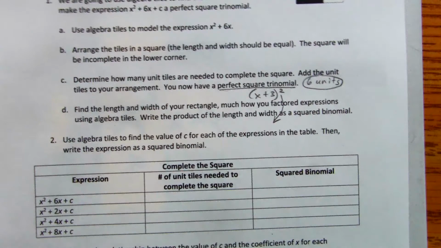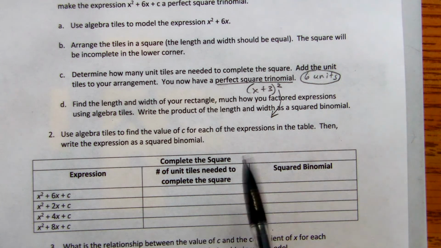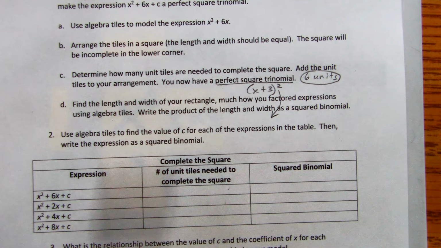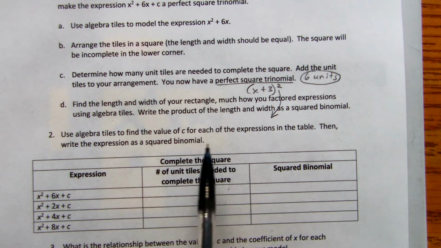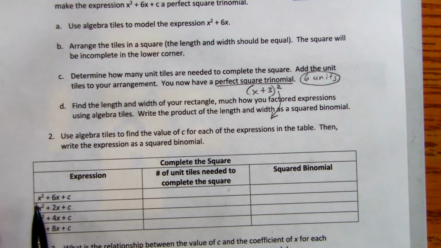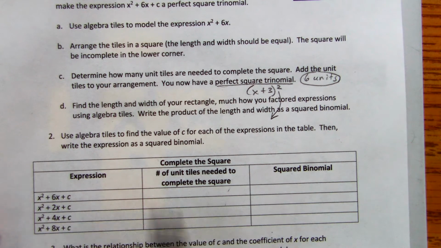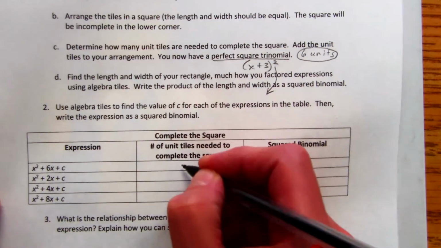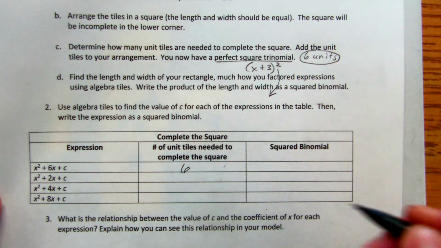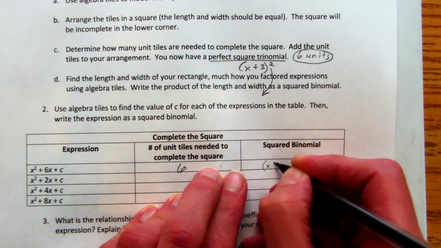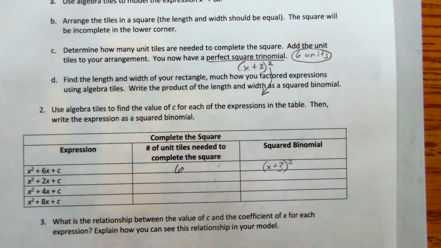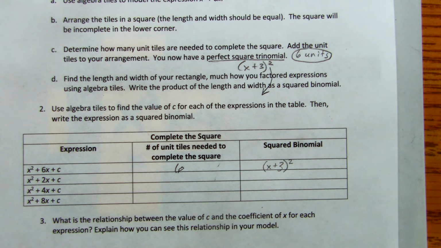On number 2, it says use algebra tiles to find the value of C for each of the expressions in the table, and then write the expression as a squared binomial. On this first one, we're doing x squared plus 6x plus c. So we'll just write in the information. We used 6 unit tiles, and we got x plus 3 squared. So we'll do the next 3, and we're going to look for some patterns that's going to help us with the next lesson. The next one just has x squared plus 2x.